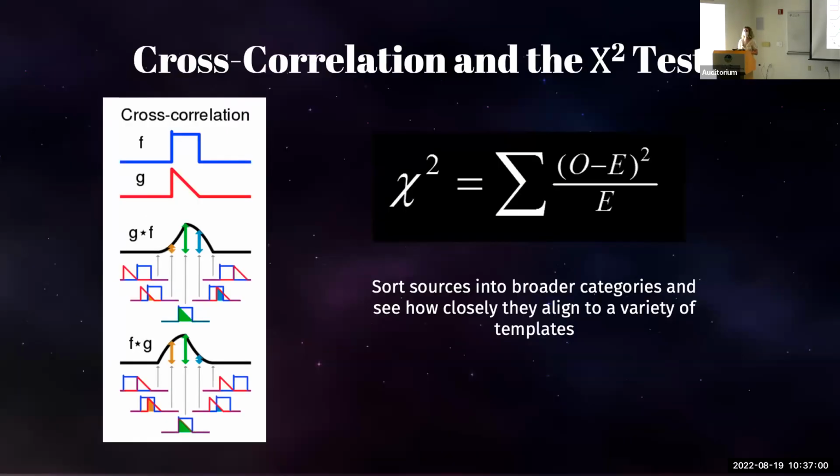Cross-correlation is basically a fancy way of multiplying two things against each other and seeing how well they overlap. And we did that by using the chi-squared test. The chi-squared test compares an observed to an expected and then spits out a number, and the number tells you how well the two align. So we did that by looking for the lowest chi-squared value, which indicated the better alignments. By running the chi-squared test for our sources against a variety of templates, we were able to sort each galaxy into broader and more specific categories and see how well they aligned with different types of galaxies.